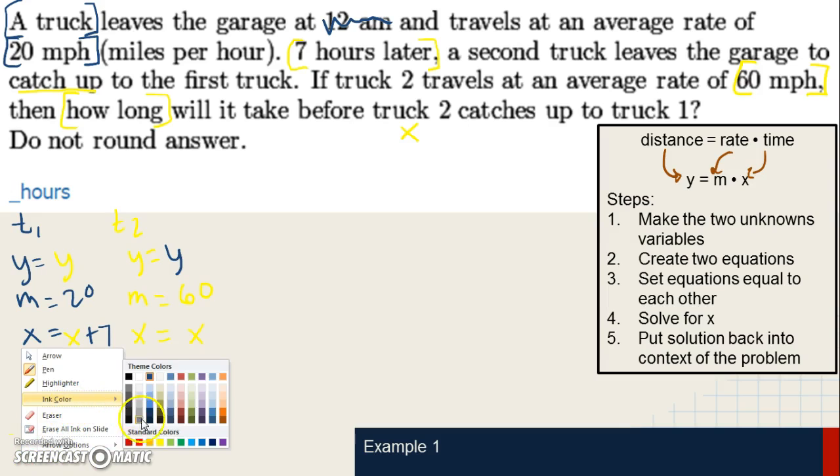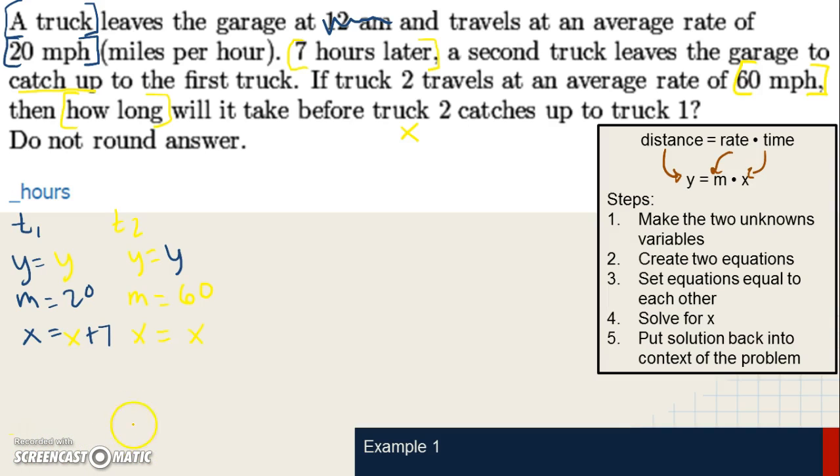Now we can go ahead and set up our two equations, and I'm going to use a neutral color to do this. When I say set up our two equations, what I mean is just put y equals mx all together. So the time for truck 1 is y equals the equation, the slope is 20, and then the time here is x plus 7, and when you write it, you're going to want to write it in parentheses like this. Now the equation for truck 2 is y equals the slope and the time we don't know yet.